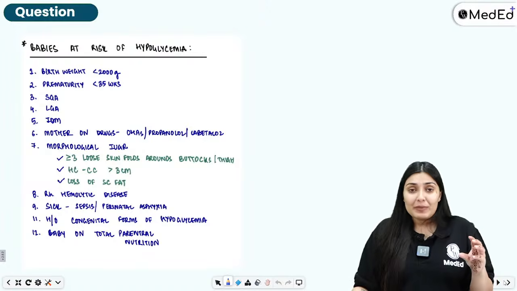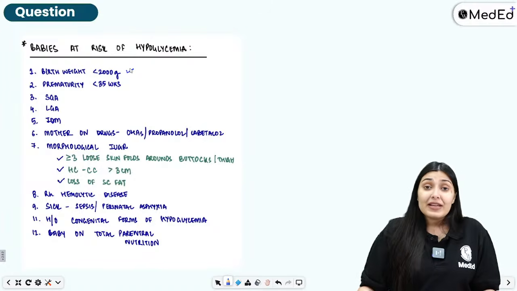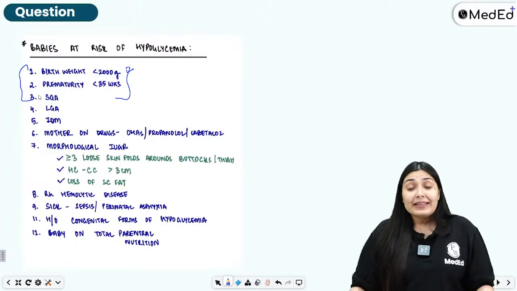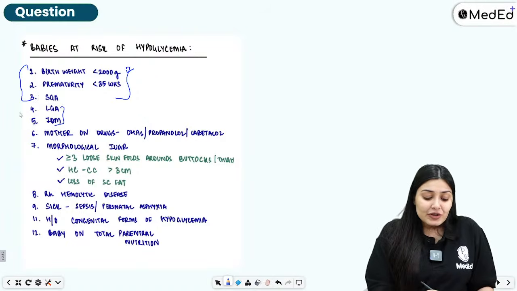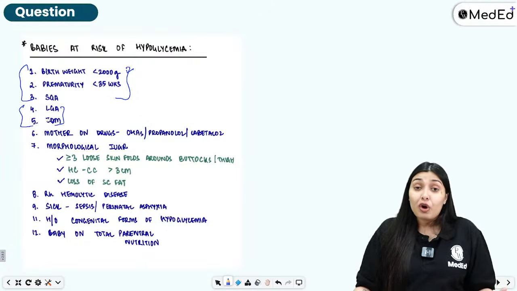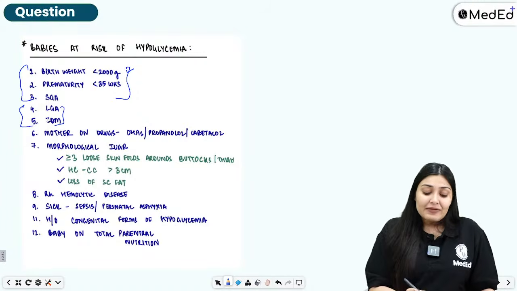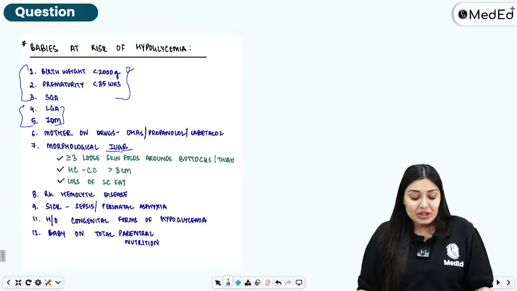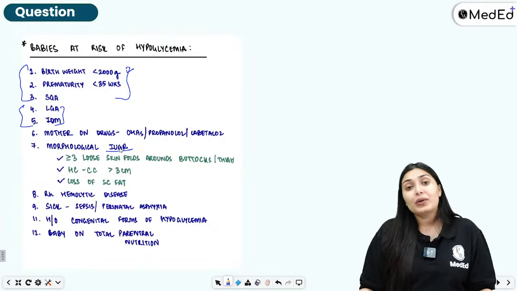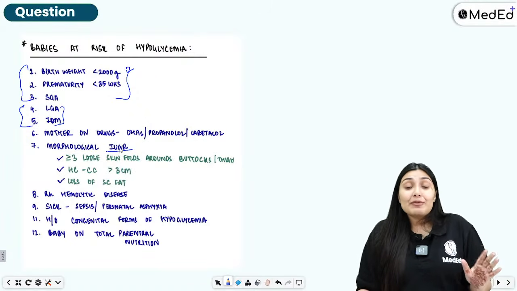Firstly, I told you small babies. So small babies: birth weight less than 2 kg, prematurity less than 35 weeks, small for gestational age. All these are chotu babies, small babies, more prone to hypoglycemia. Then we have big babies, that is large for gestational age and infant of diabetic mother. If the mother is on drugs like beta blockers, propranolol, oral hypoglycemic agents, then the baby again is more prone to hypoglycemia. If there is IUGR, if there is Rh hemolytic disease, in sickness, congenital forms of hypoglycemia, and lastly if the baby is on total parenteral nutrition. So remember these 12 points, these all babies are more prone to hypoglycemia.